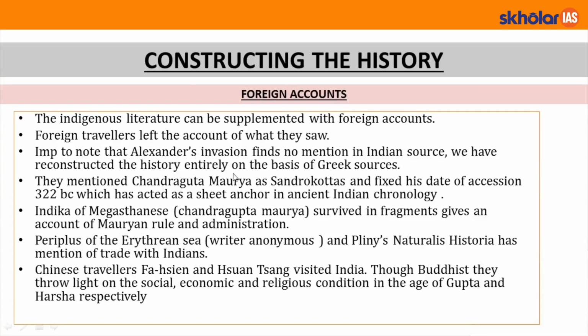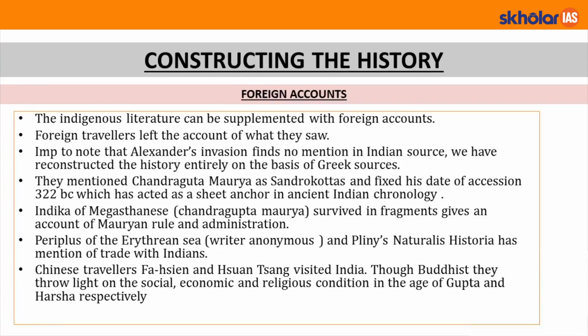We have constructed the history entirely on the basis of Greek sources. That is, we do not have any written records in India about Alexander's invasion. It is through the foreign accounts that we were able to note that Alexander invaded India in somewhere around 326 BC. They mentioned that Chandragupta Maurya was the establisher of the Mauryan dynasty. He is mentioned as Sandrocotus in Greek texts, and these Greek historians have fixed the date of his accession to 322 BC. This acts as a sheet anchor in the ancient India chronology. I hope this is clear.